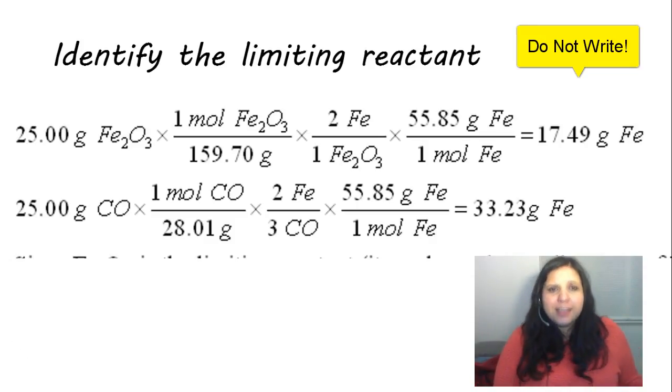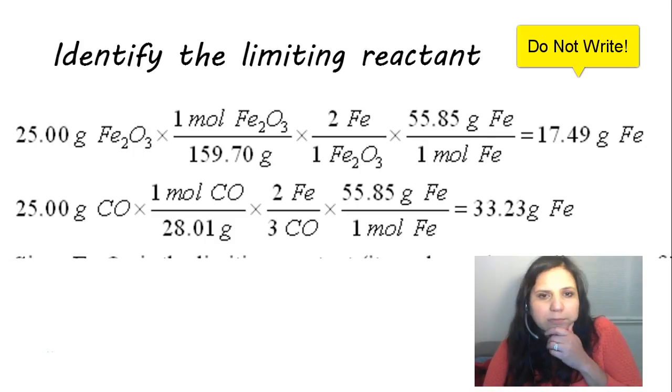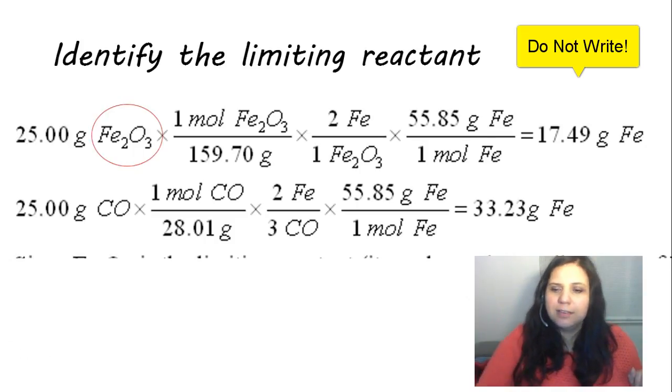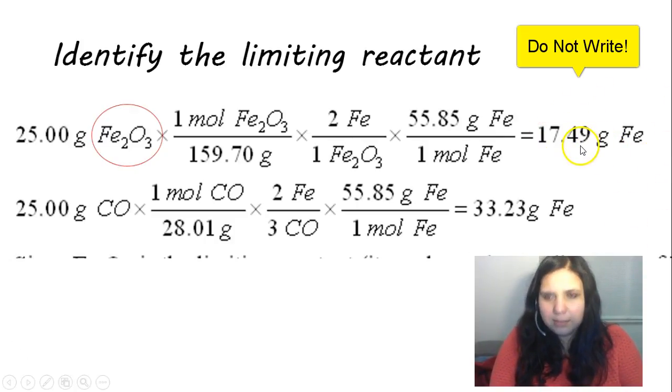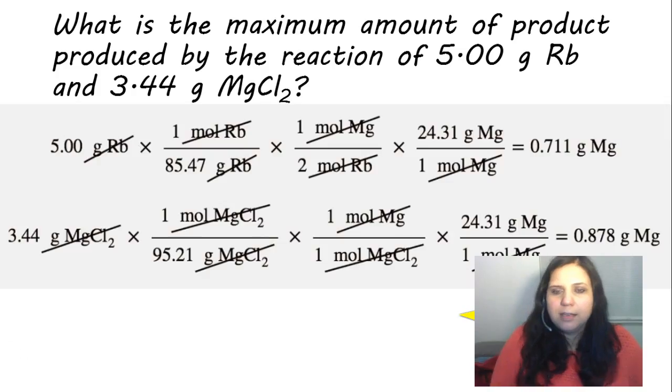I want you to identify the limiting reactant in this problem. This problem's already been calculated. We have 25 grams of iron oxide and 25 grams of carbon monoxide. And we're trying to figure out how much iron is produced in this reaction. Stoichiometry was done, and you have the 2 masses of iron that can be produced by those 2 reactants. Which one is the limiting reactant? Hopefully you got that right. It's the one that gave you the least amount of product, was this. This is the maximum amount of product that it can make, and this is the reactant that gave you that maximum amount of product.